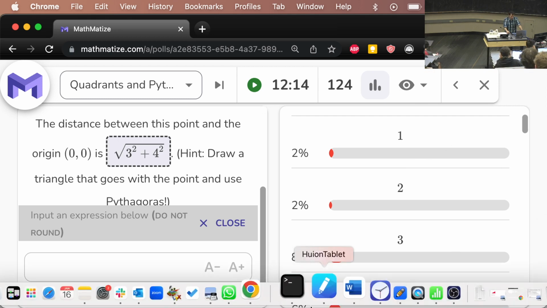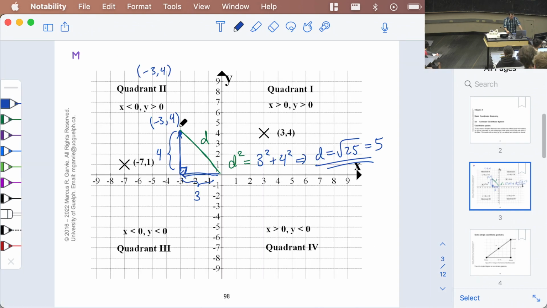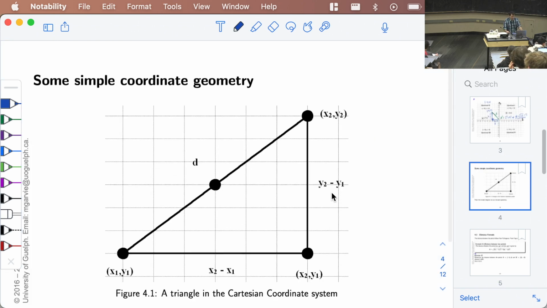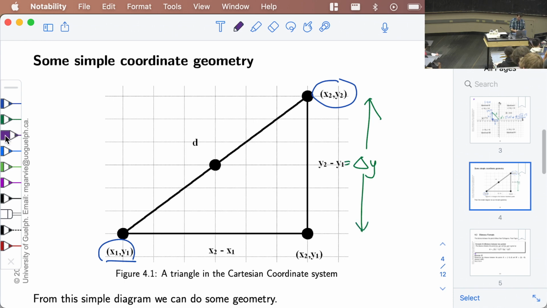Okay, the next thing in the notes is writing down exactly what we did in a more complicated case. We did the case where the origin is at 0, 0, and we're doing the distance from a point to the origin. Next, we have the distance between 2 points. Here is the point x1, y1, and here is the point x2, y2. And we have a big triangle between these two things. You can divide up the triangle sides into delta y, which is y2 minus y1, and delta x, which is x2 minus x1.